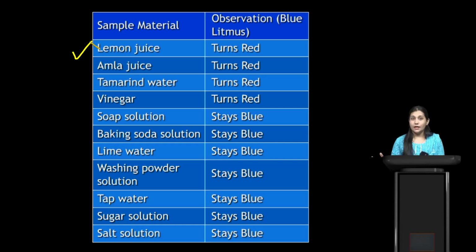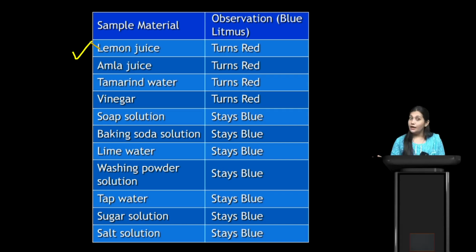Now comes the lime water. Do you know what lime water is? Suppose someone is taking paan; in the paan we give some white liquid paste. That white paste is called lime, and the solution of that paste is called lime water. Even in the lime water, if we dip the blue litmus paper, it also stays blue.